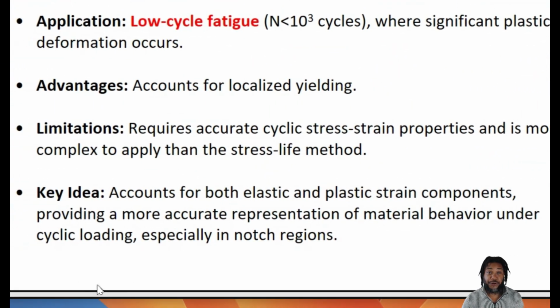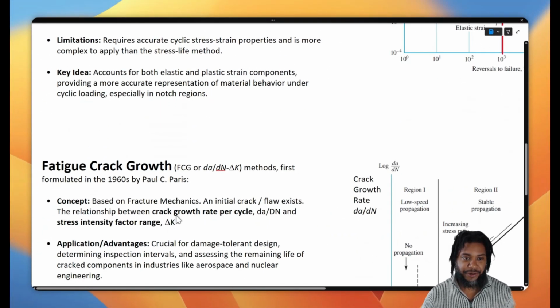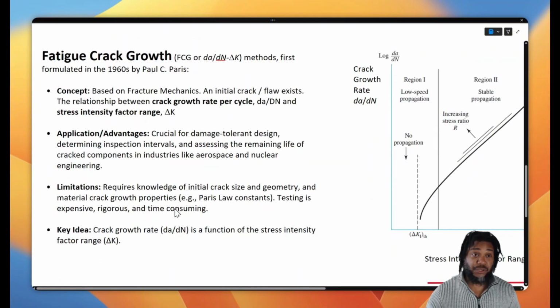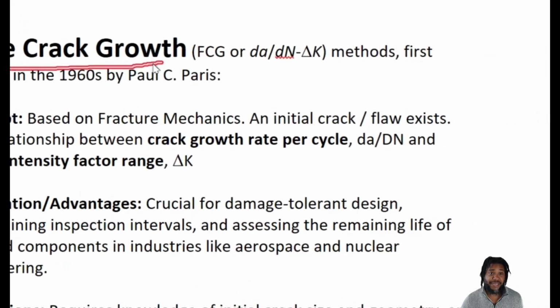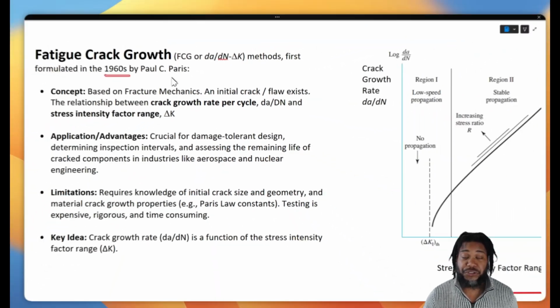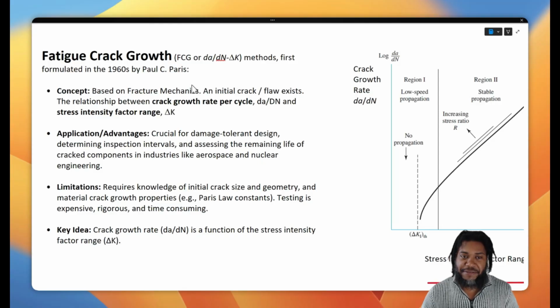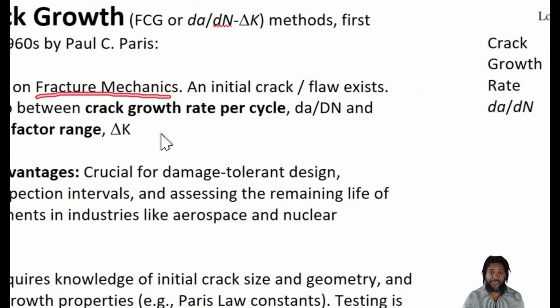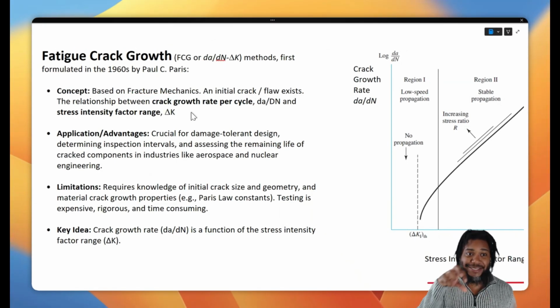So now let's look at the third method that's out there. This method was also developed in the 60s. It is called fatigue crack growth, FCG, and was formulated in the 1960s by Paul C. Paris. Now, in this method, rather than using stress or strain, it's based in fracture mechanics. It's based in the stress intensity factor of our material.